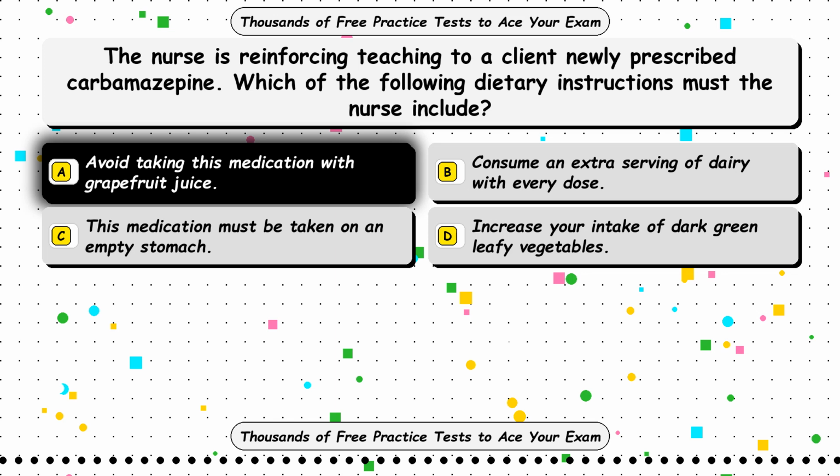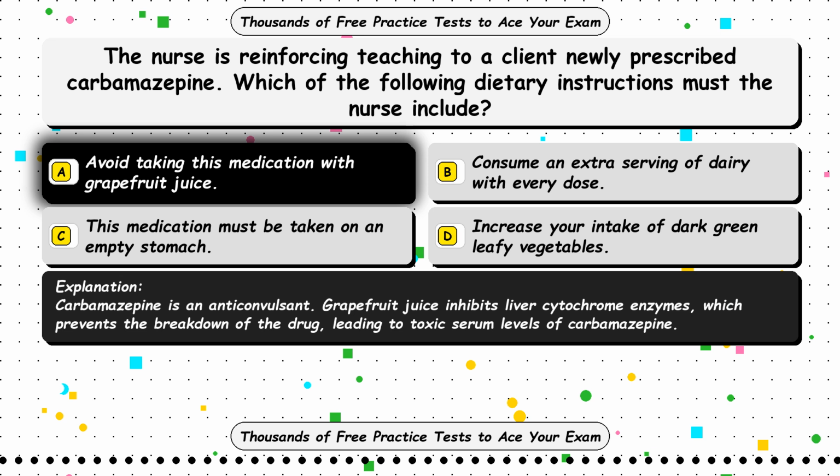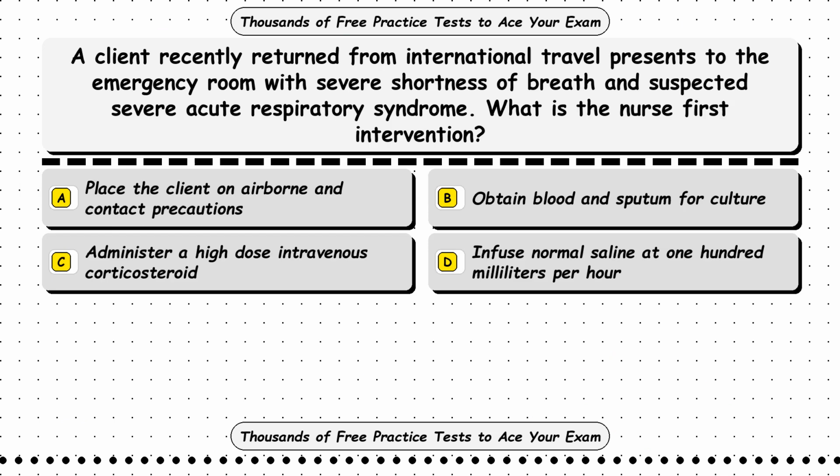The correct answer is option A. Avoid taking this medication with grapefruit juice. Carbamazepine is an anticonvulsant. Grapefruit juice inhibits liver cytochrome enzymes, which prevents the breakdown of the drug, leading to toxic serum levels of carbamazepine.